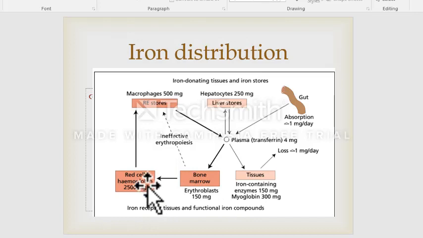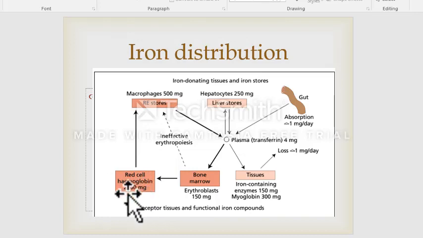Storage iron, like iron which is present in the liver and iron which is present in the reticuloendothelial system. This iron is known as storage iron, which releases iron if the body needs iron.